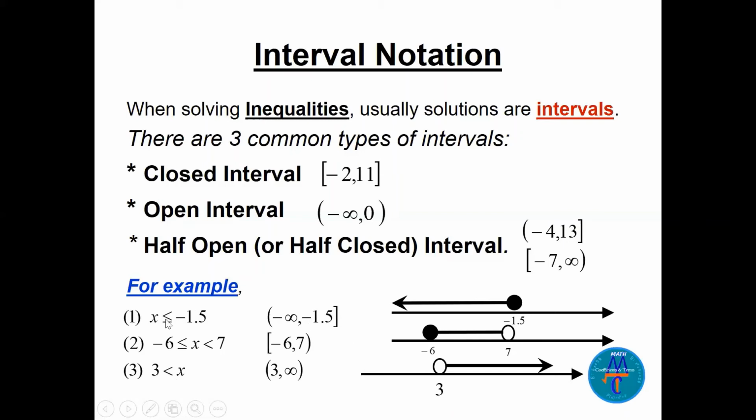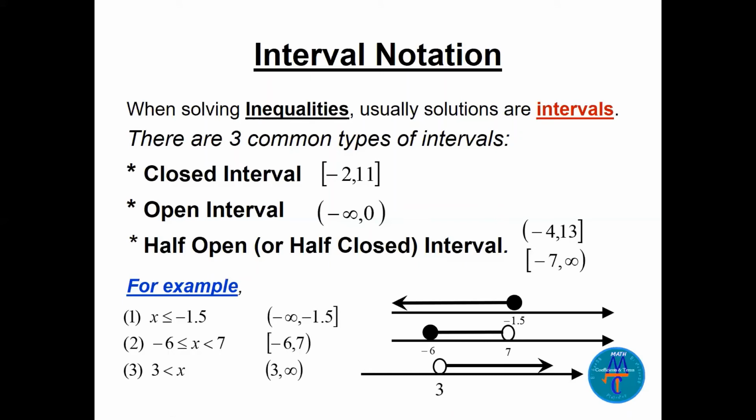See here, x less than or equal to -1.5. So we go less. See? So we start from -infinity, always open, until we reach -1.5, closed. Now look here, we start with x greater than -6 and less than 7. So -6 closed, 7 open, and between them all these numbers. There are infinitely many numbers between -6 and 7.